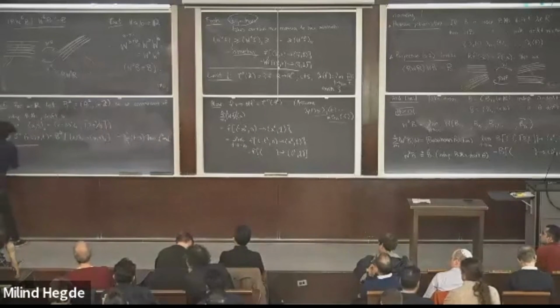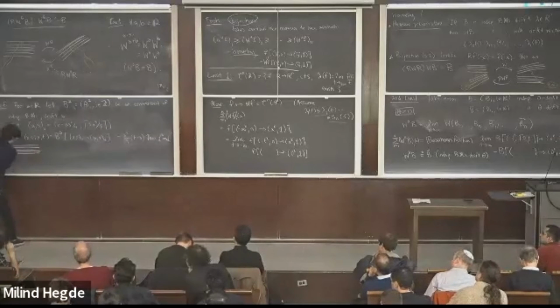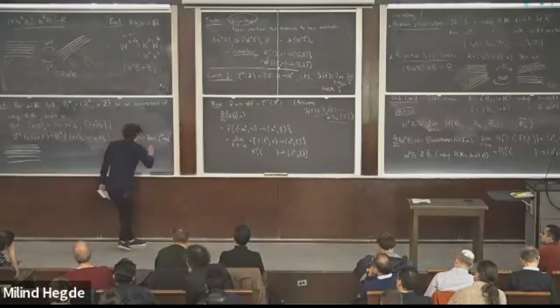So the picture you should have in mind is this. Basically what we've done here, and this is convergence as A goes to negative infinity.